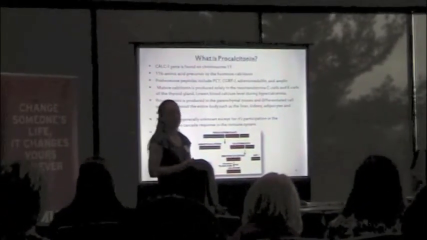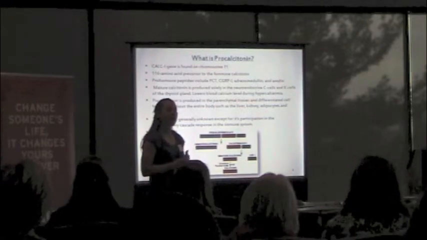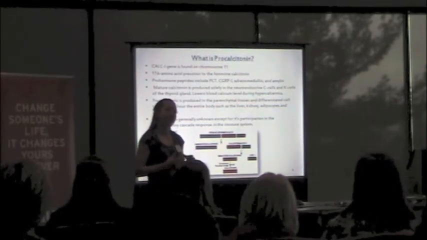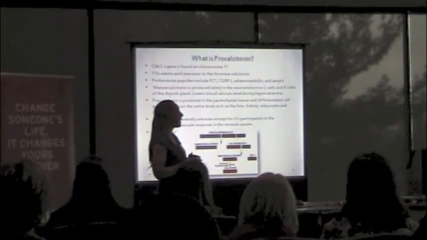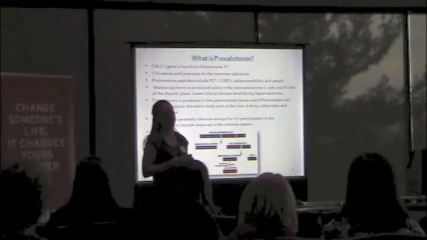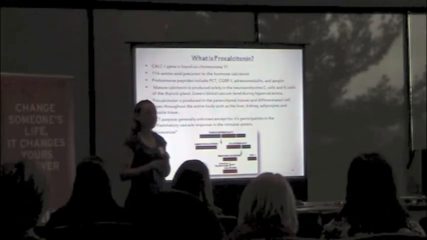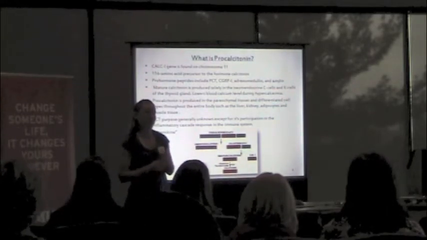Now, the purpose of calcitonin is that it is used to reduce the levels of calcium in the bloodstream during hypercalcemia, and it's produced in the C cells and the K cells of the thyroid gland. Now, procalcitonin does not share this responsibility in the body.